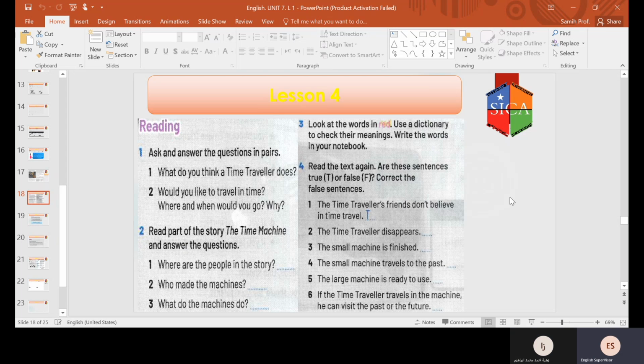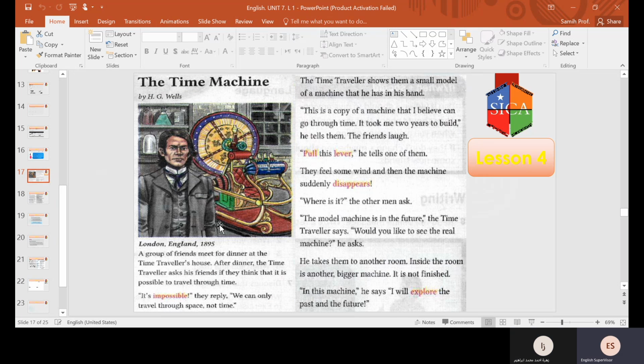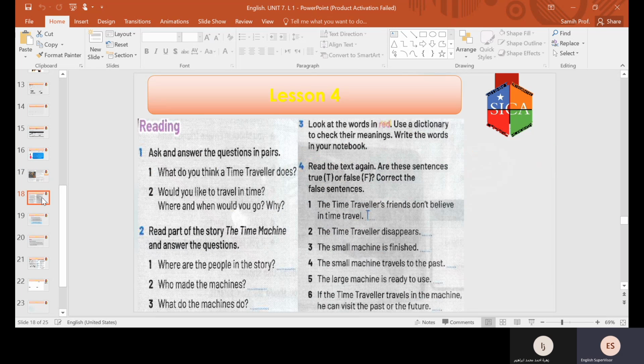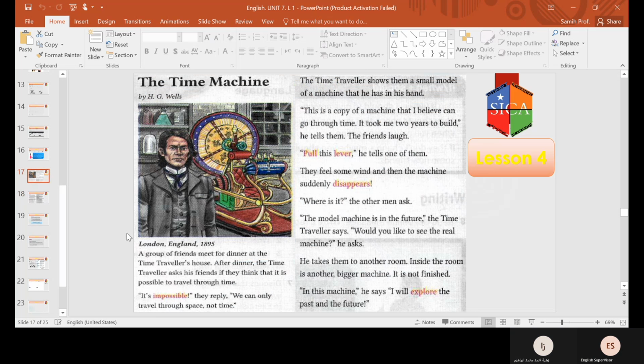Okay. Number 2. The time traveler disappears. True or false? Here is the text. False. The machine. So would you please correct it? Machine. Great. Number 3. The small machine is finished. True or false? True.